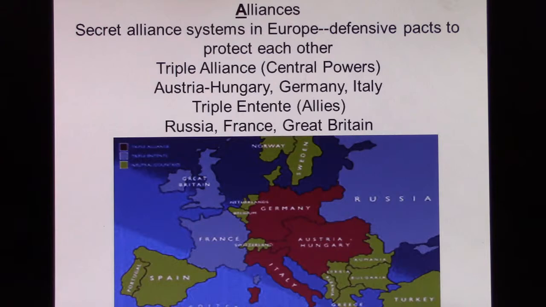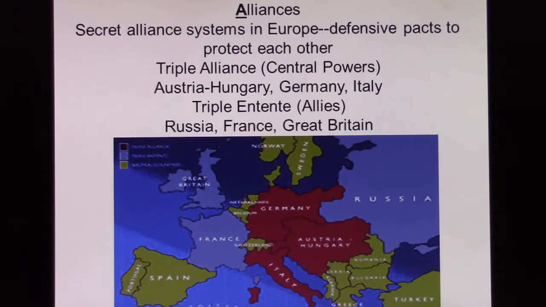And along with this, secret alliance systems are going to begin to be built. These are defensive agreements where one country seeks to secure its position. Hey, if we get into a fight with that country, will you agree not to jump in?